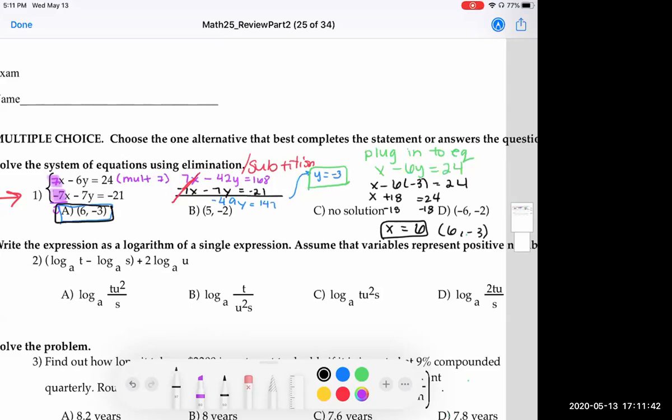Any questions on 1? No? Alrighty, let's go ahead and take a look at 2.